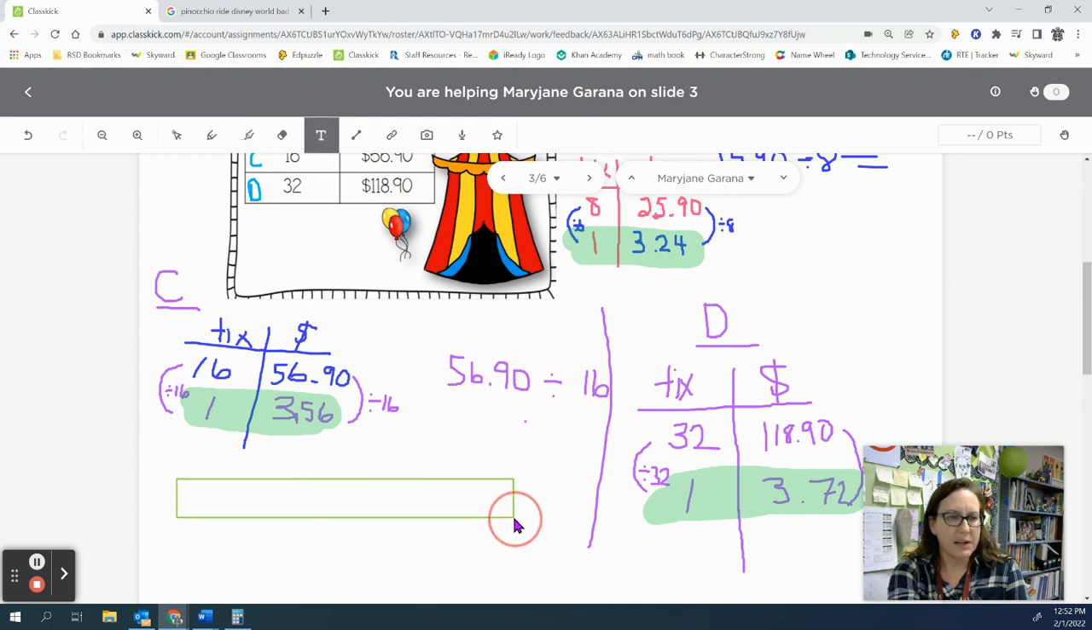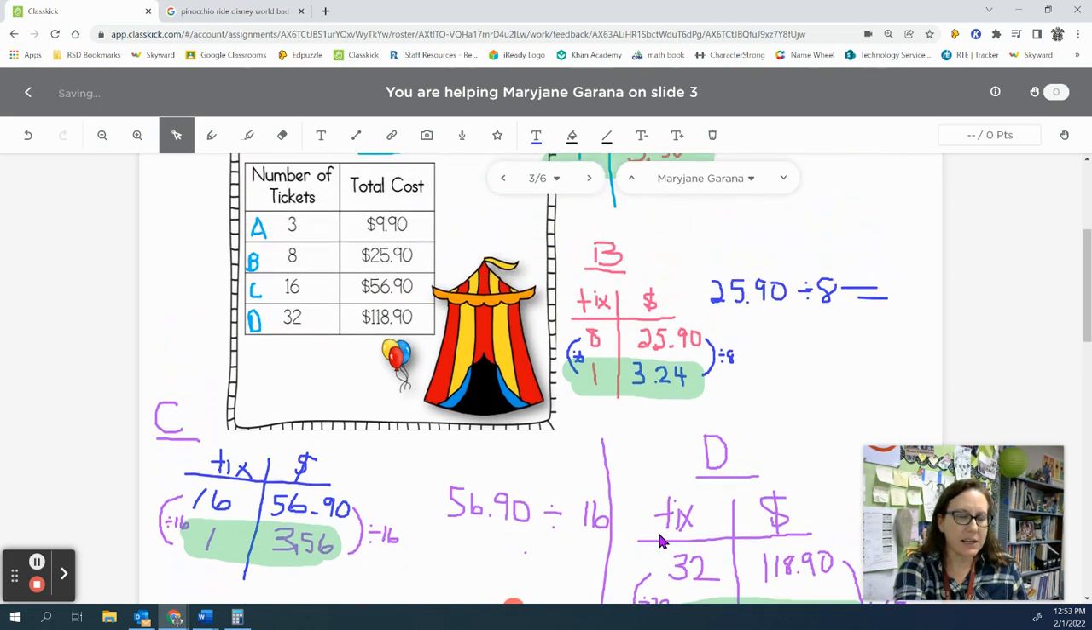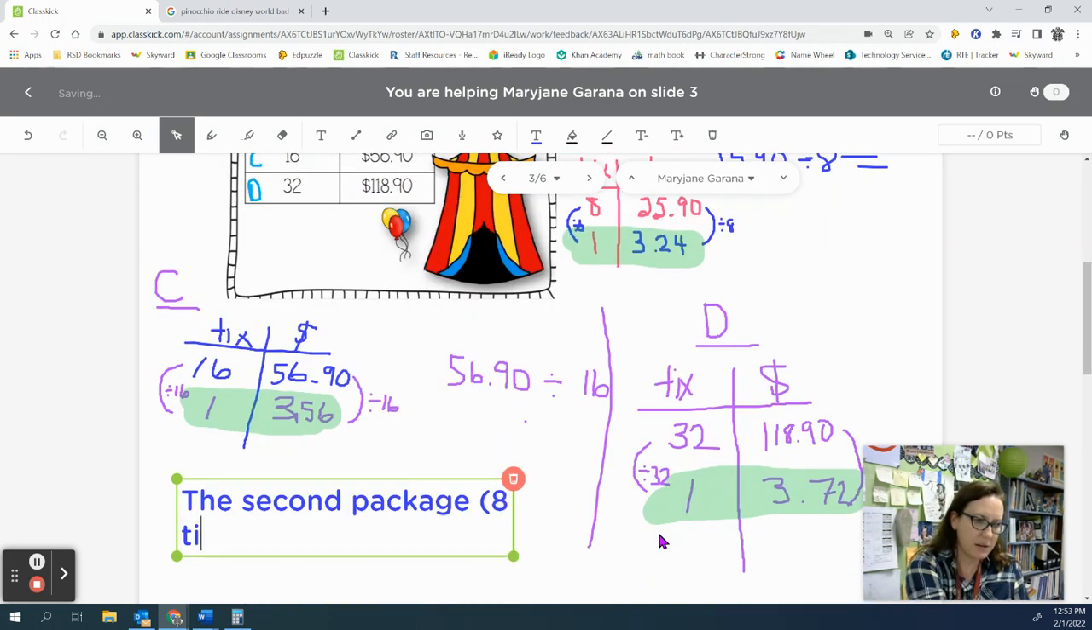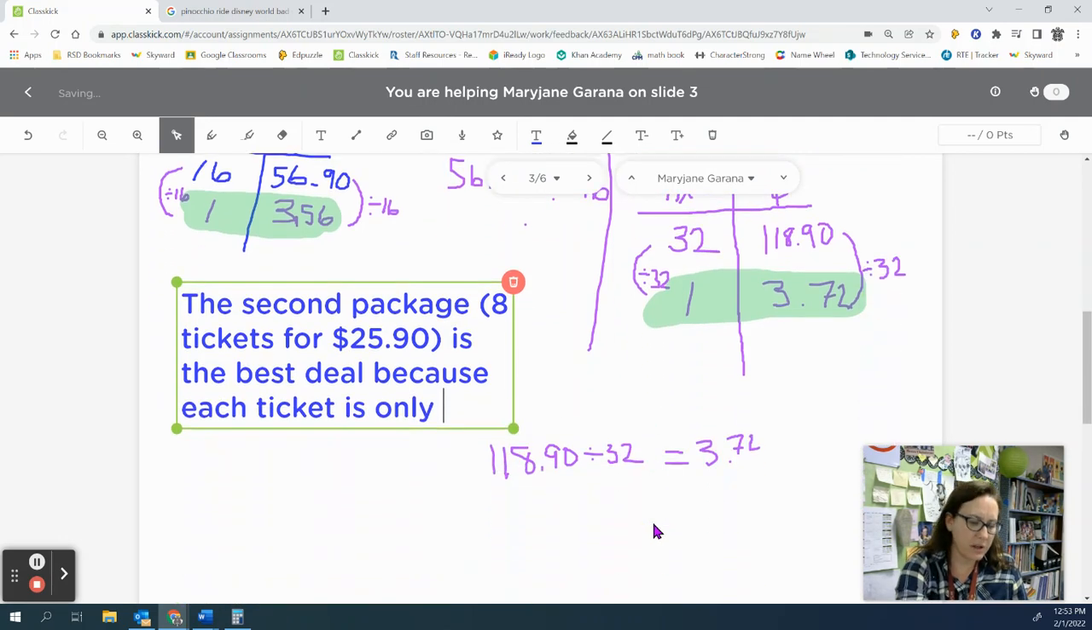I'm going to type that in. Package, the second package, meaning 8 tickets for $25.90, is the best deal because each ticket is only $3.24.